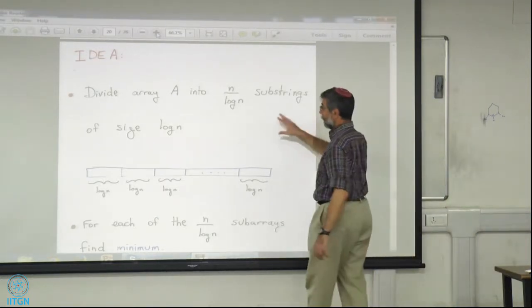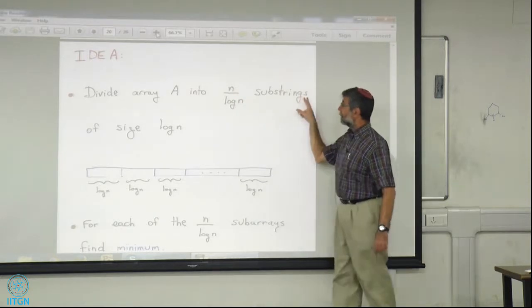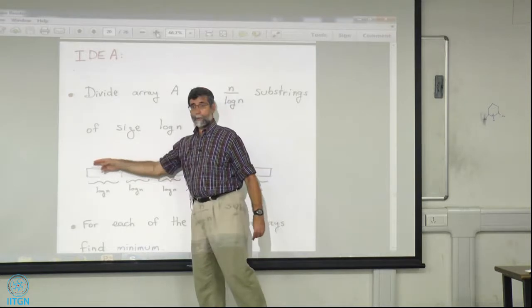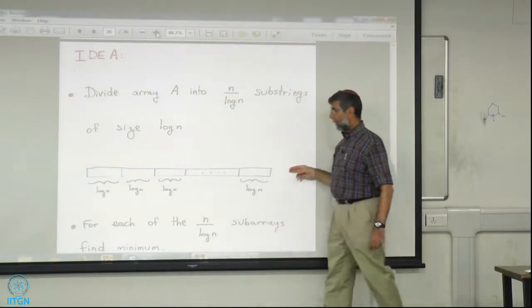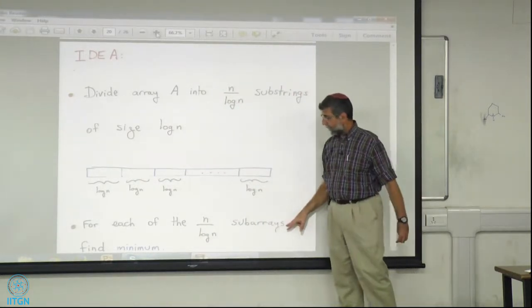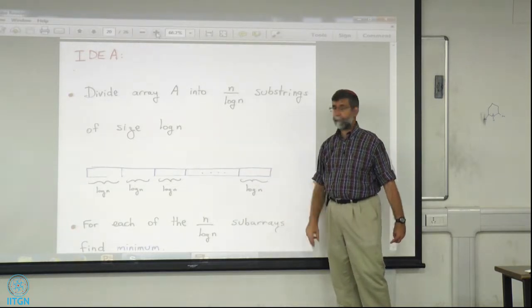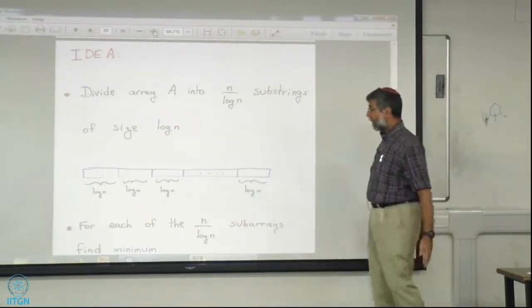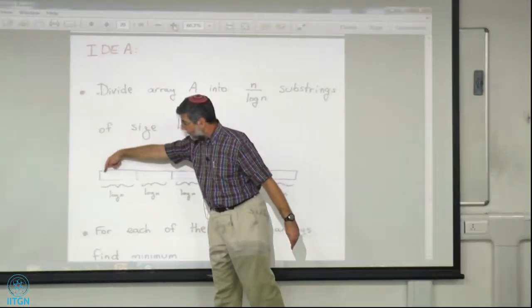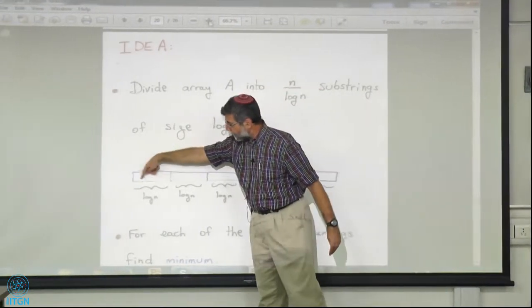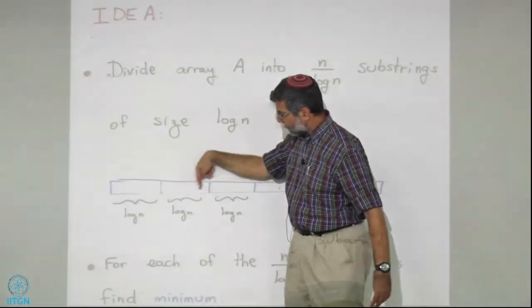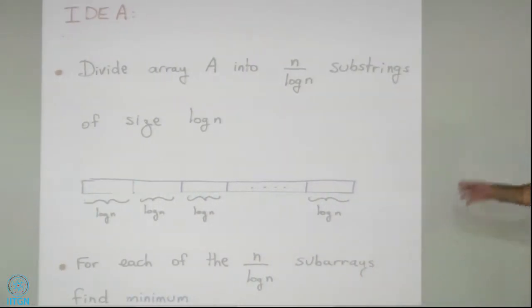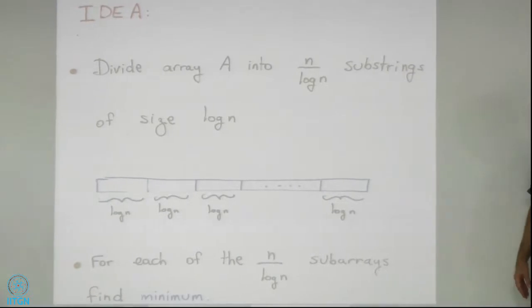Okay, so what we do is now we'll divide the array into n over log n substrings of size log n. Okay, so we divided the array, the big one, this way. And for each one of the n over log n substrings, we're going to find the minimum. That you do in linear time, because you just run through the entire thing, and for every one of them you keep the minimum and write it down. Keep the minimum and write it down. So finding a minimum is O of n. So in linear time, you can do both the division and the minimum for each one of the log n blocks.